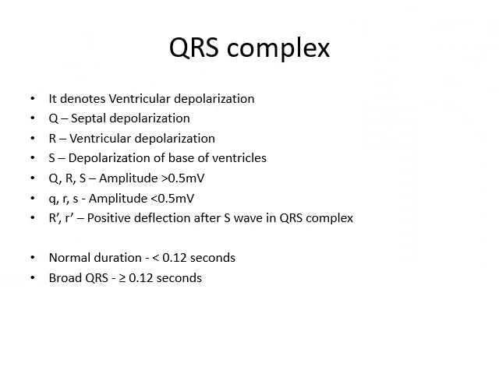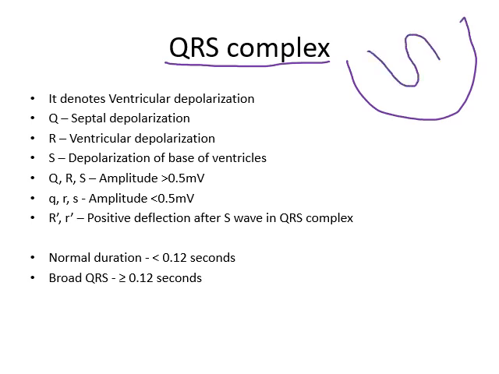Let's move on to the next part of ECG, that is QRS complex. Number one is, the question is, QRS complex denote what? So QRS complex basically denotes depolarization of ventricles. Ventricles have three parts. Number one is septum, number two is mass of ventricle, and number three is the basis. Depolarization of each one of them is recorded differently on an ECG.